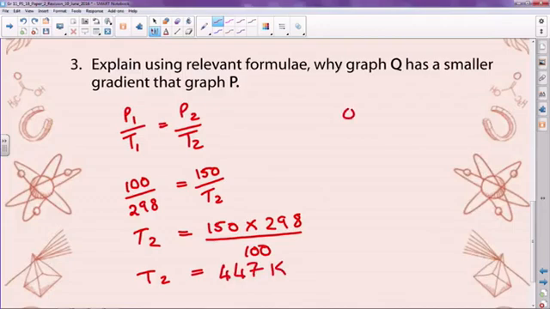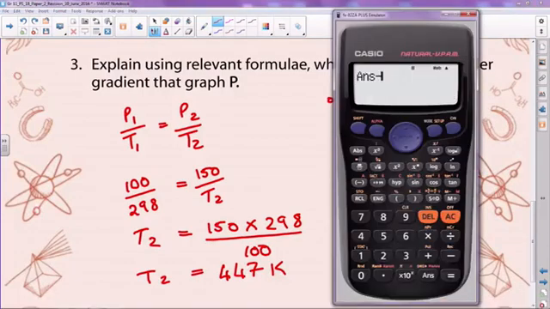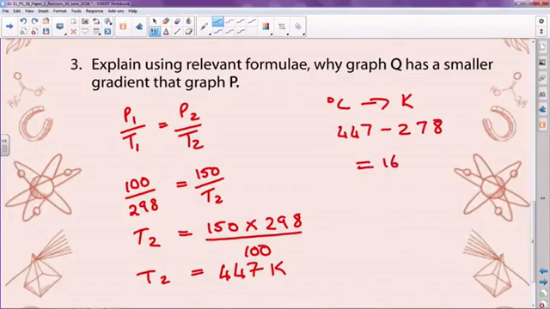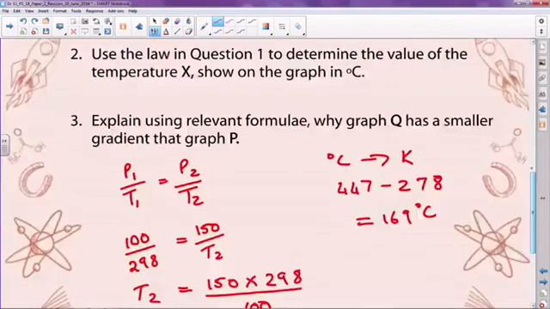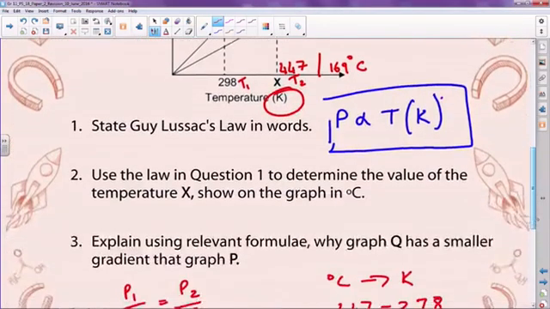The answer was requested in degrees Celsius. So to go from degrees Celsius to Kelvin, I need to subtract 278. So I'm going to go 447 minus 278. I need my calculator again. 447 minus 278 is going to give me 169 degrees Celsius. So my X is now 447 in Kelvin, or 169 degrees Celsius.